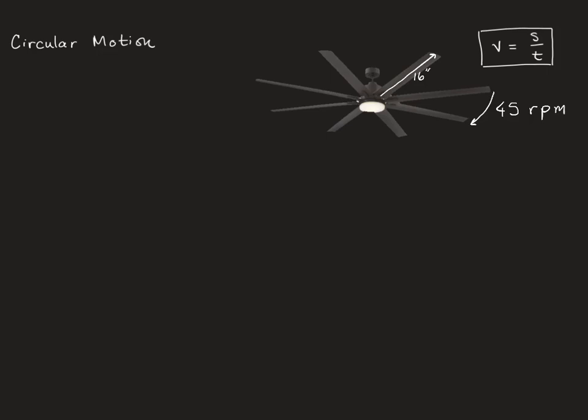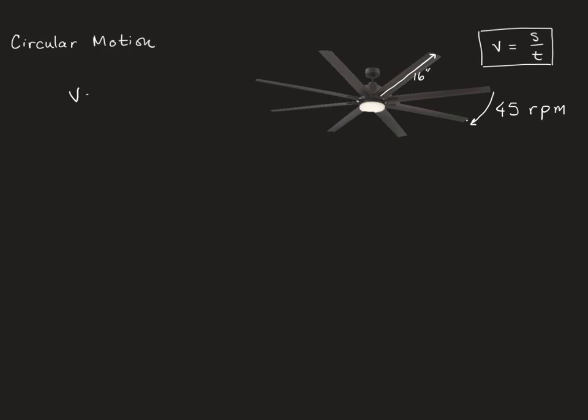Now let's say that you're a speck of dust right on the tip of one of those fan blades. Or maybe you're a fly, and you want to find out how fast you're going in inches per minute. In other words, you want to know the linear speed of the tips of the fan blades in inches per minute.